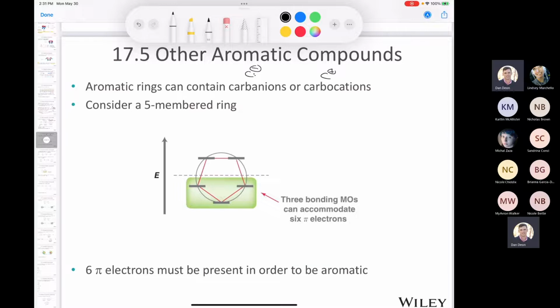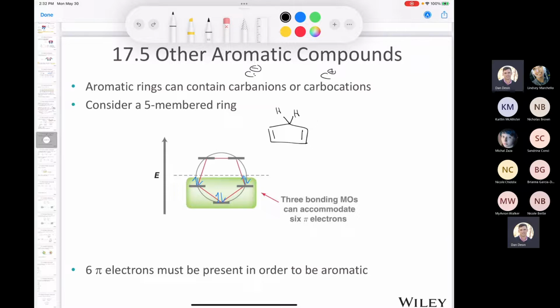Well, let's take a look. If we have a 5-membered ring, and we've got 3 bonding molecular orbitals. If we had a total of 1, 2, 3, 4, 5, 6 electrons in here, then we would have an aromatic compound. So how would you do this? Well, what if you took cyclopentadiene, I'll just draw on these 2 hydrogens for instructional purposes. Obviously, you have some here as well.